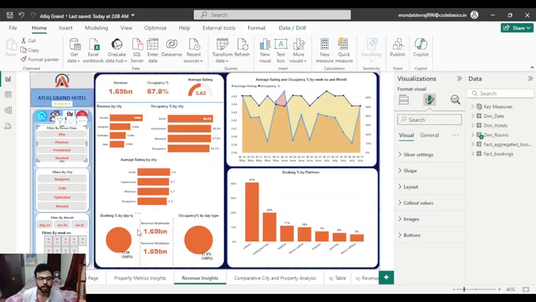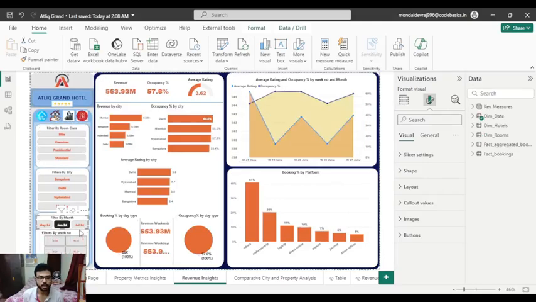Now coming to the booking percentage by day type. Over here we can see that revenue on weekends is 1.69 billion, and revenue on the weekdays is 1.69 billion over here. And if we click on the June month of 2024, we can see that the revenue on weekends is 553.93 million over here, and the occupancy percentage by day type is 57.6%.